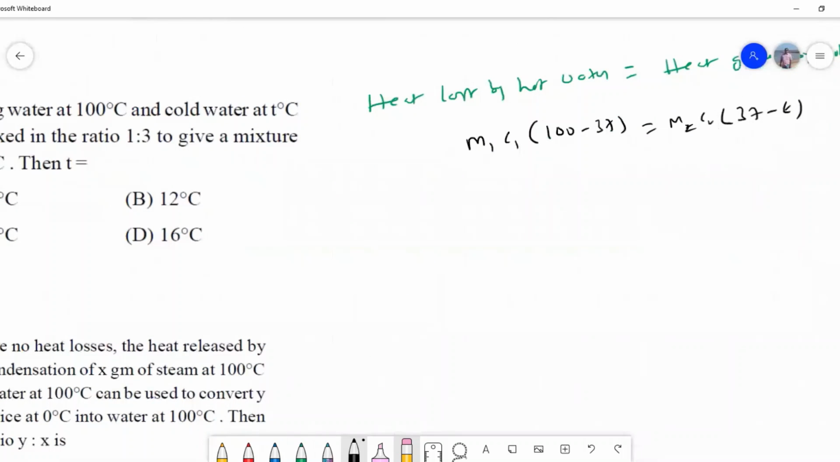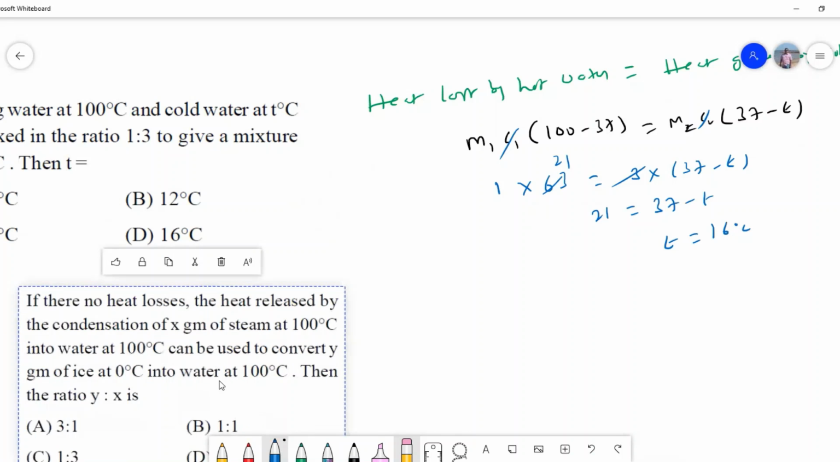And since both are water, specific heat cancels. So M1 into 63 is equal to, no, masses are given, sorry. The masses are 1:3. So 1 into 63 is equal to 3 into 37 minus T. So this will go by 21 times. So 37 minus T. So T should be equal to 16 degrees centigrade.